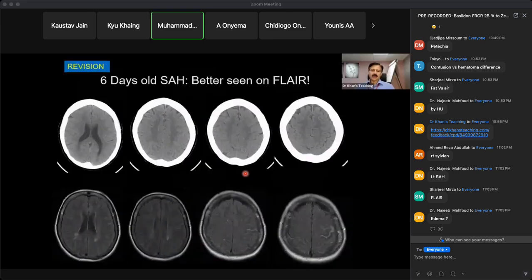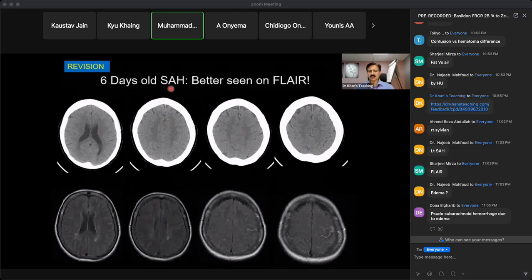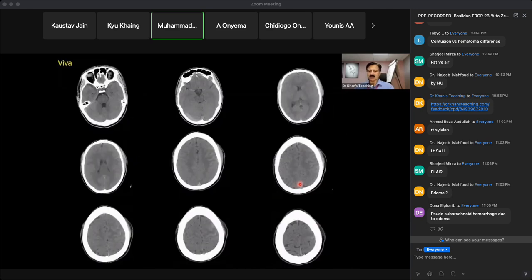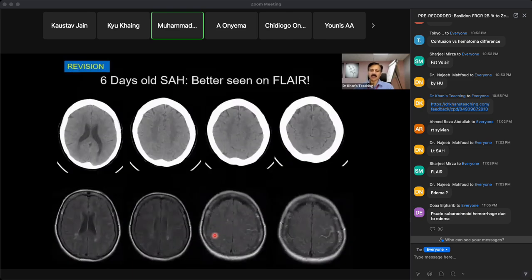Okay, now if you see here, this is a revision from your first basic session. This is a 6 days old subarachnoid hemorrhage, which was not at all visible at that stage in the CT scan. Here on the MR, what happens is that there is bright signal within the sulci. Similarly, on the CT, what is happening? There is some bright, slightly high density, but you cannot make out that this is hemorrhage.